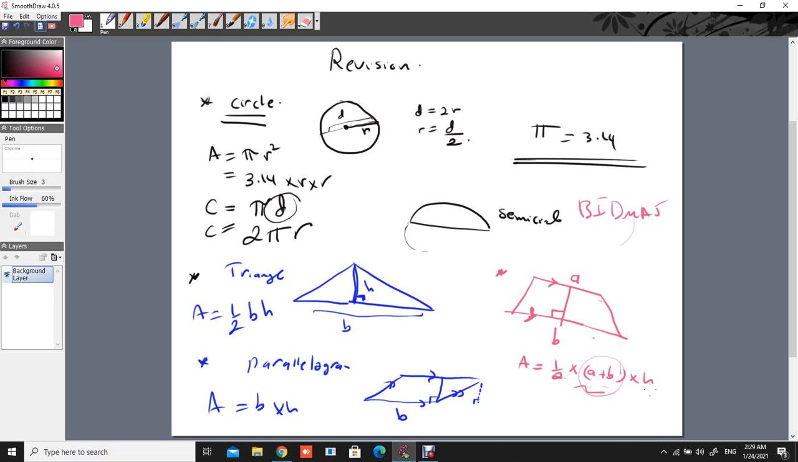Now for the rectangle, I think it's easy. This is a rectangle, this is the length, this is the width. Area equals length times width.